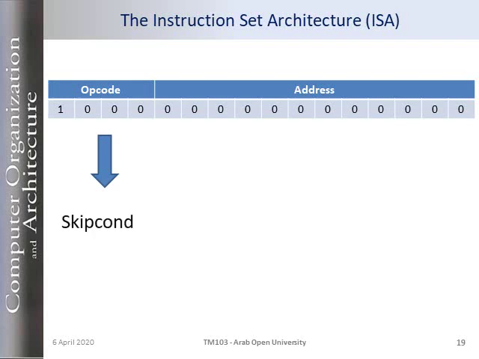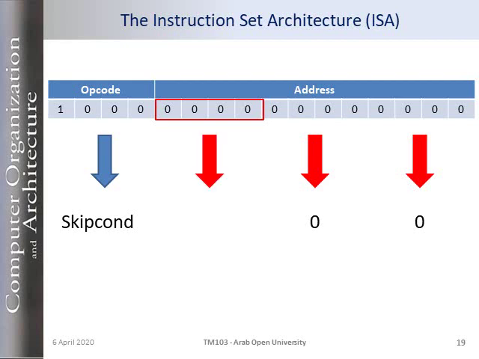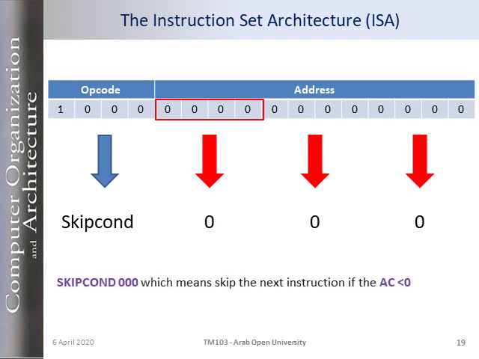also we have skip condition as an opcode. First 4 bits of the address are 0, second 4 bits of the address are 0, and last 4 bits of the address are also 0, which will give us skip condition 000. So what is the condition that we're checking? Whether the accumulator value is less than 0. If it's true, we'll skip the next instruction. If it's not, we'll continue as usual.